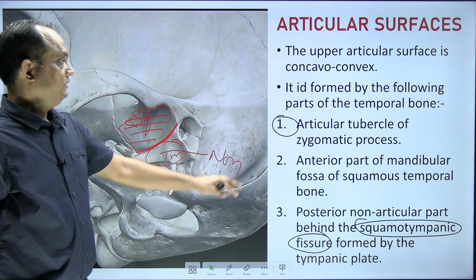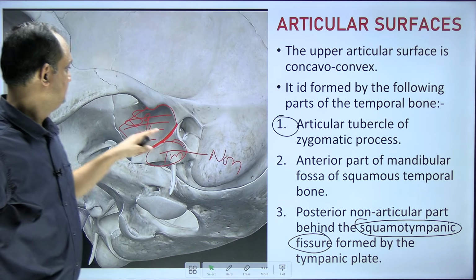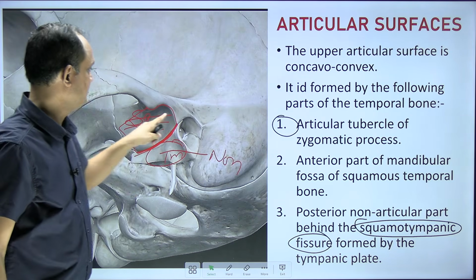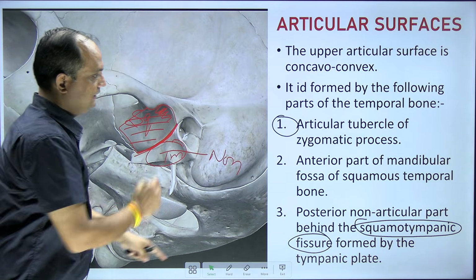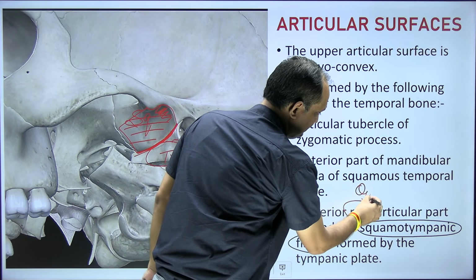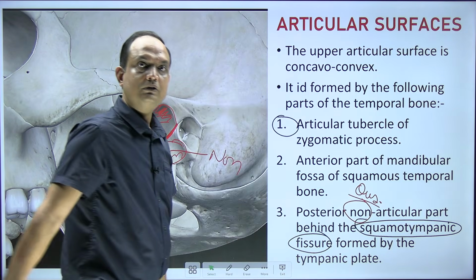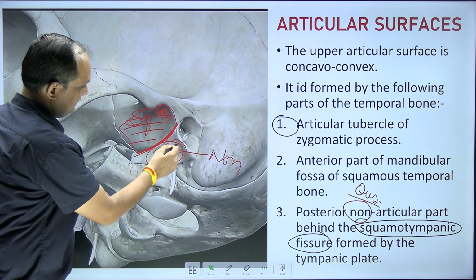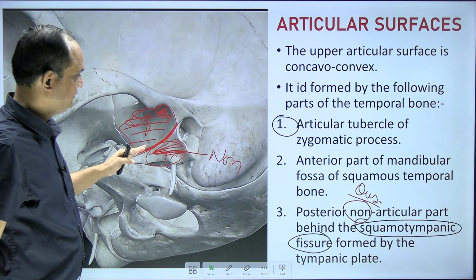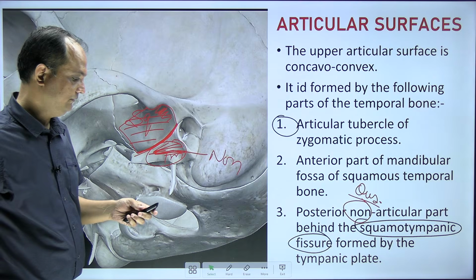Clear? So the articular tubercle is here, and the anterior part of the mandibular fossa of the squamous temporal bone is here. The posterior non-articular part: this word is important. This is a very commonly asked question in your exam. So this non-articular area is here. Clear? This area is behind the fissure, which is known as the squamotympanic fissure.